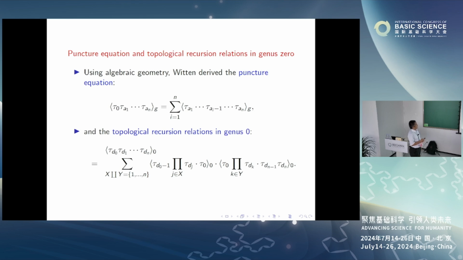So let me recall how Witten and Dijkgraaf proceeded. It's actually based on algebraic geometry. Using algebraic geometry, we can derive certain recursion relations for the correlators when one of them is tau 0. That's called the puncture operator. And then they found that we can remove the puncture operator by reducing these indices by 1 for each one of them. And also in genus 0, there's something very special called the topological recursion relation in genus 0.